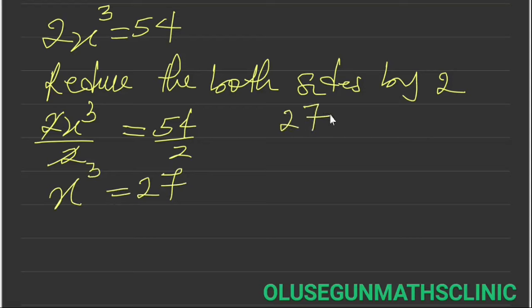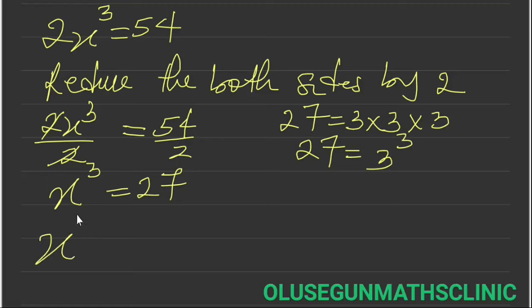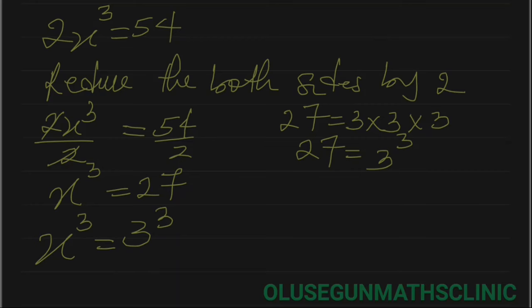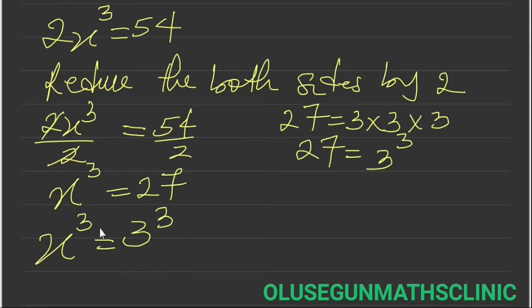Recall from the factors of 27 we have 3 times 3 times 3. So 27 can be written as 3 raised to the power 3. So that means x raised to the power 3 is equal to 3 raised to the power 3. I don't need to explain more. But the most important thing is that the indices are now the same. They are now the same, so the index is 3 and 3. So therefore, x is equal to 3.